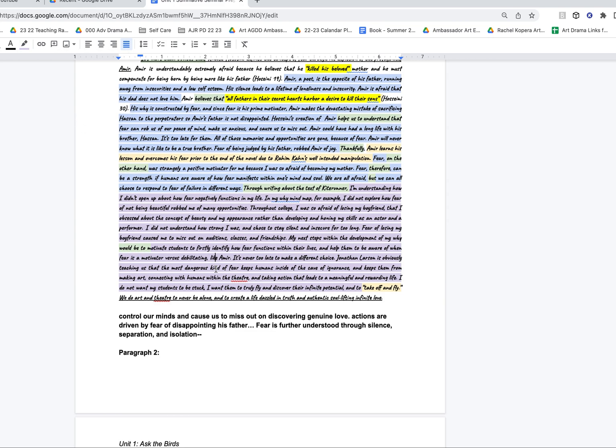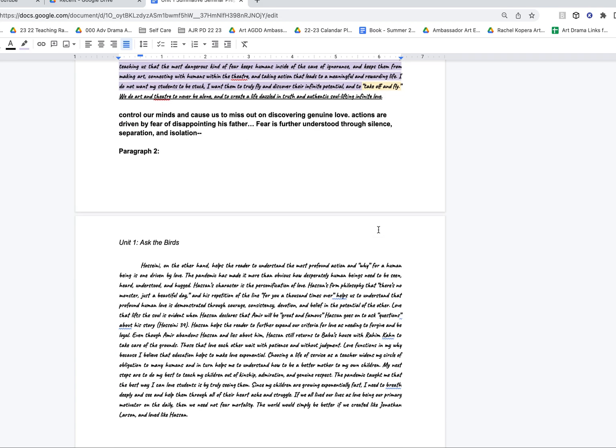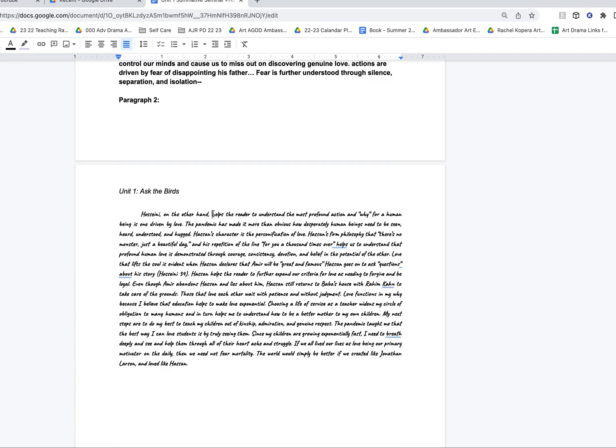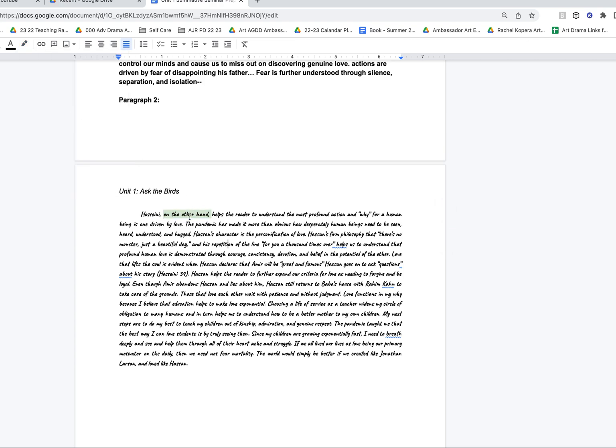And I don't know how many of my students are going to watch this, but it's driving me crazy. Okay, so here we go. Here's a transition word and phrase. On the other hand, you could also say however.